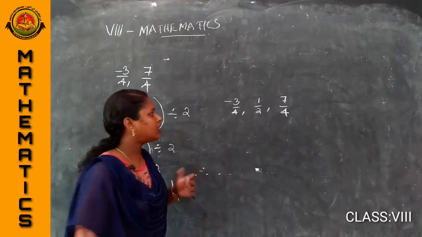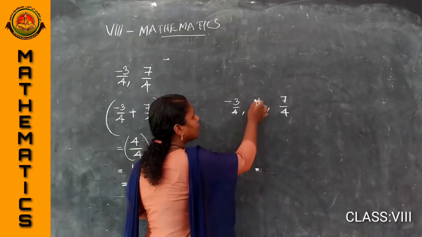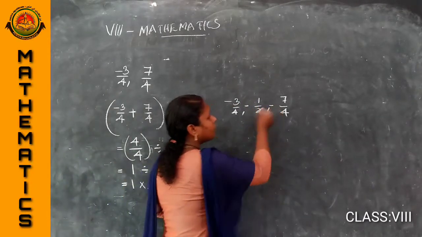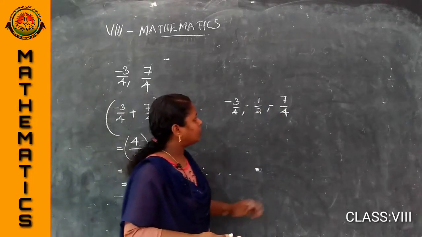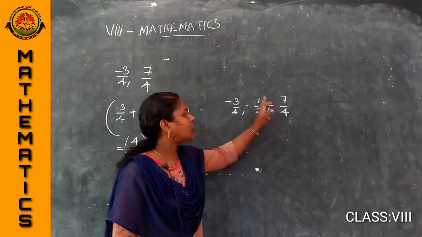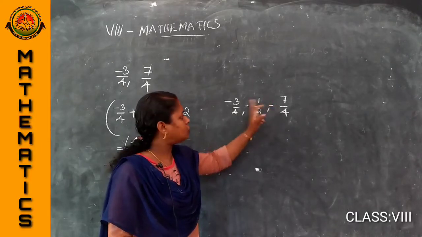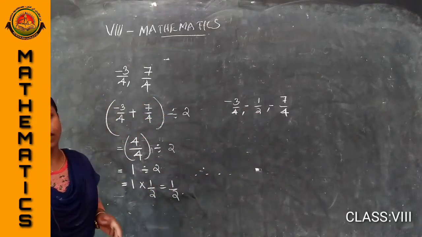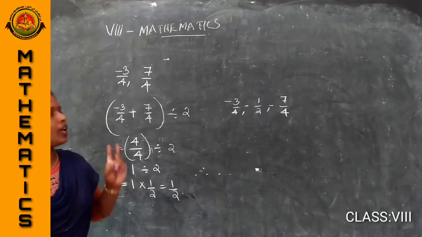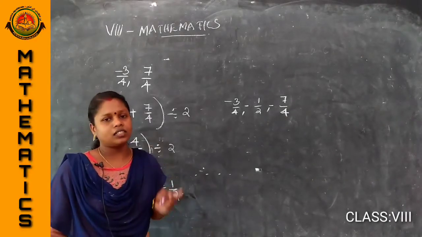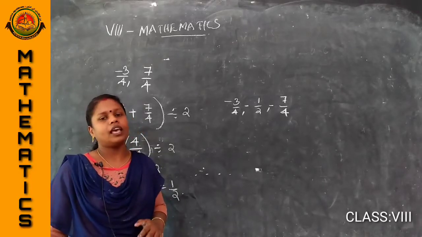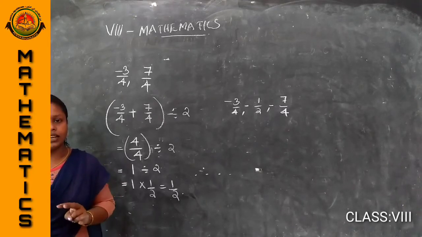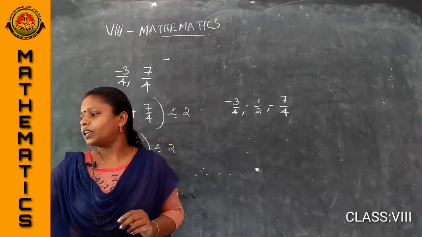We can find another rational number in between negative 3 by 4 and 1 by 2, and another one between 1 by 2 and 7 by 4, by taking the average of each pair. These rational numbers are also in between negative 3 by 4 and 7 by 4. So we have two methods to find a rational number in between two rational numbers, and there are countless rational numbers in between them. Then we can solve a question.